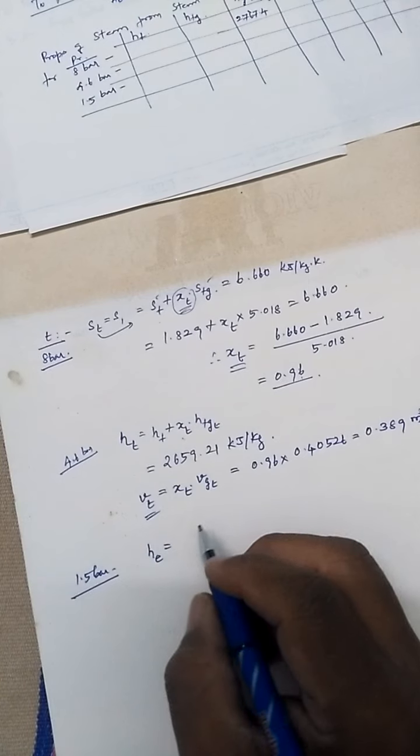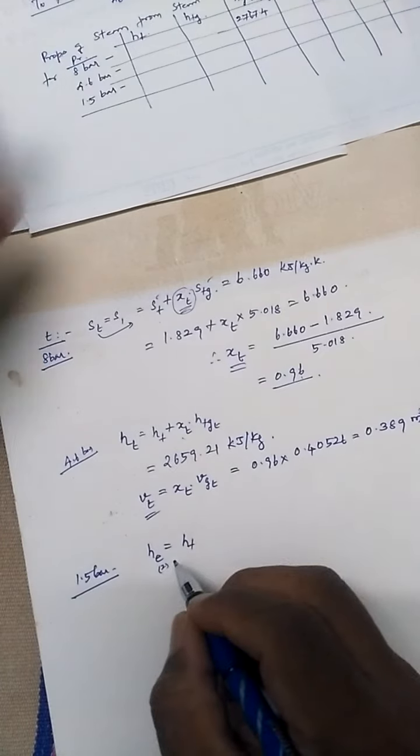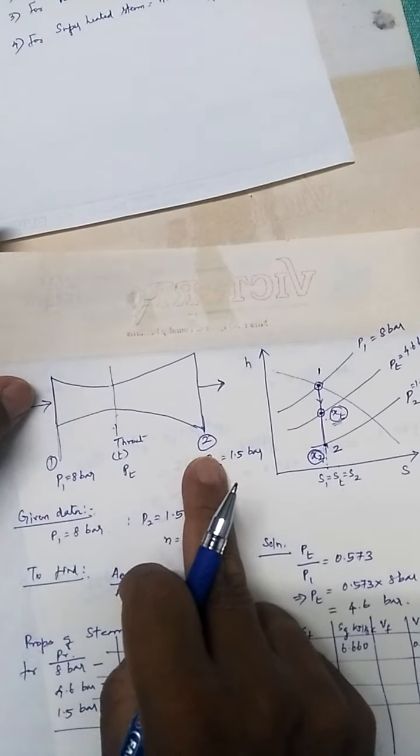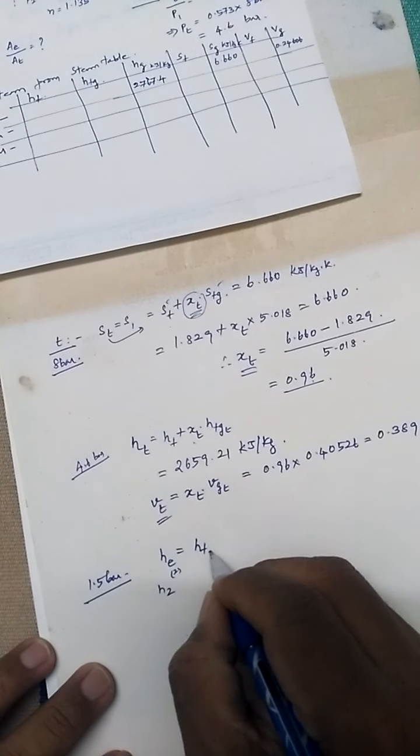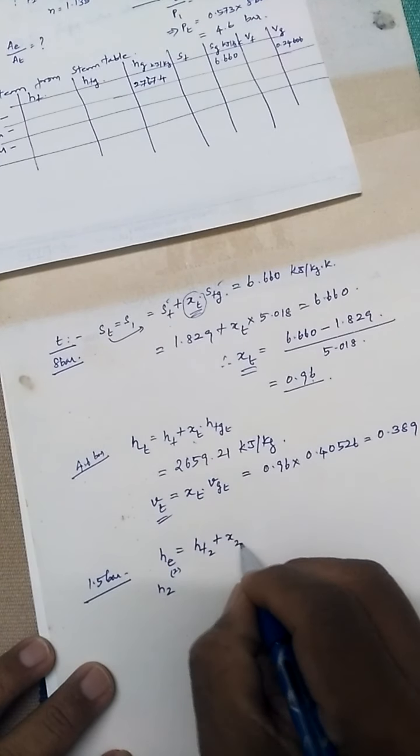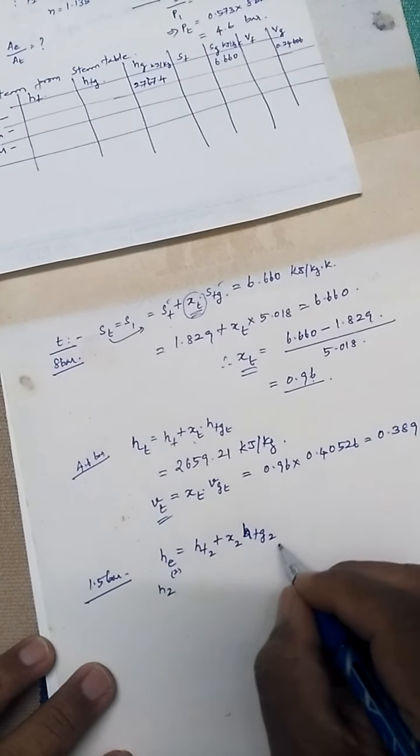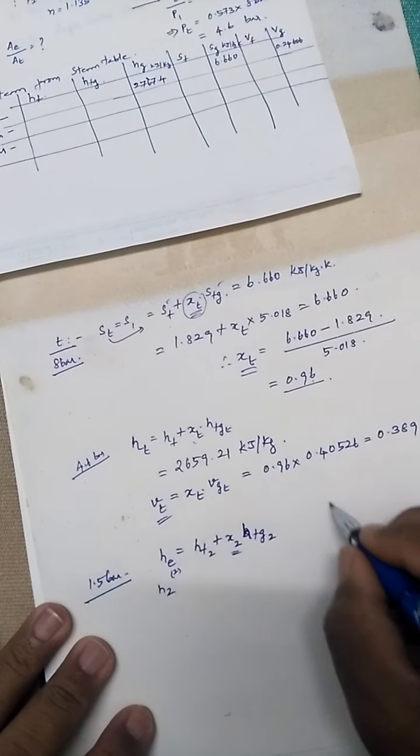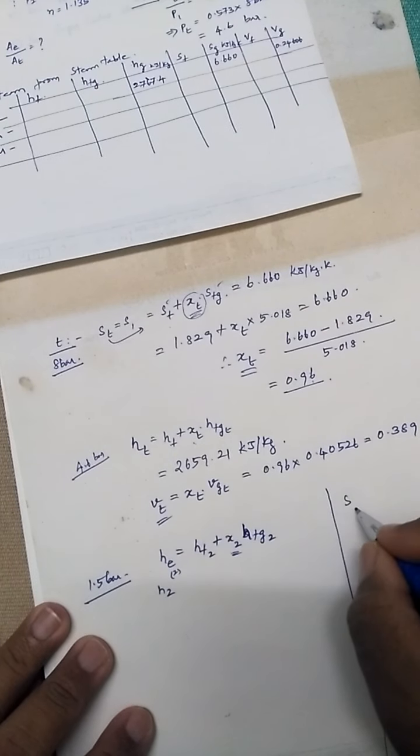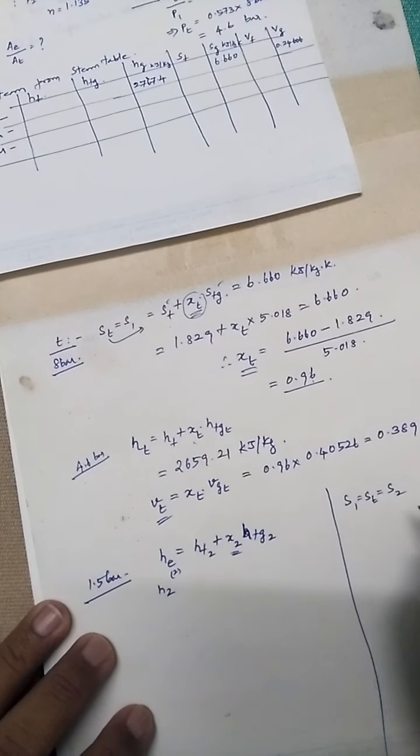So here it is hf2, that is the second point. We are taking the exit as 2, so we denote it as 2. That is why this is h2. So this is nothing but h2. So here it is hf2 plus x2 hfg2, that is the second point, the exit point. But we don't know what x2 is. So this can be calculated again from s1, that is equal to s2, that is equal to the exit value.